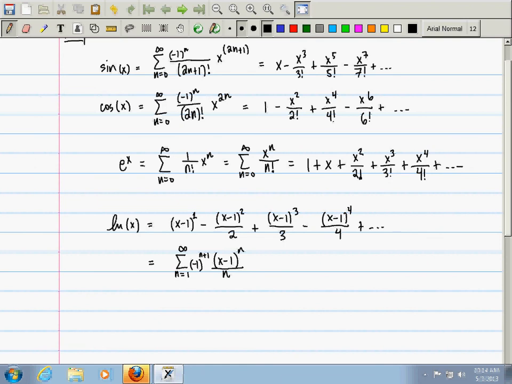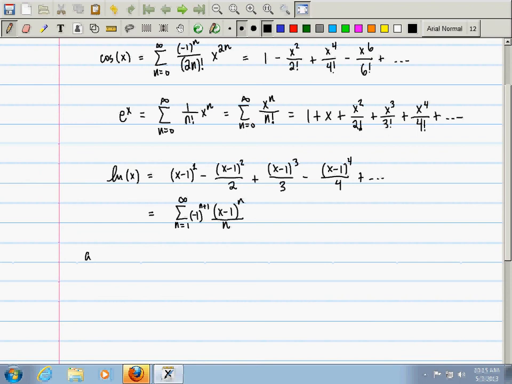Okay, good. So the last power series that you should commit to memory is the arctangent function. It is the sum from n equals 0 to infinity, and the power will be x to the 2n plus 1. So what does that tell you about the powers? They're all odd.